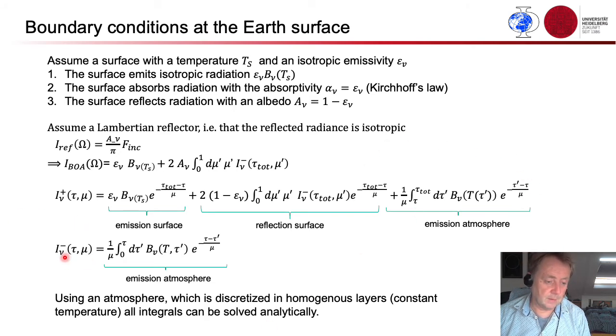For the downward directed radiance, nothing has changed, so that is the expression we already discussed before, and here we only have contributions from the atmosphere. So these are the integrals that we have to calculate. You can discretize your atmosphere in homogeneous layers, and by that this integral over optical depth is straightforward to calculate.